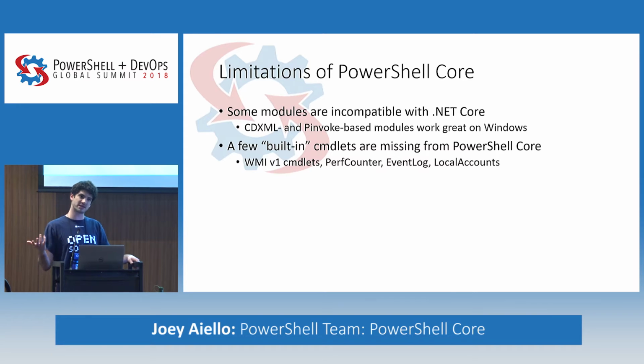And so we may investigate bringing some of these commandlets back, but by and large, like WMI v1, we really don't want you using anymore. The WMI v2 commandlets, like Get-CimInstance, all work pretty great. Perf counter, event log, and local accounts were actually around some private APIs that got used that we were allowed to use in Windows that we're not allowed to use outside of Windows.